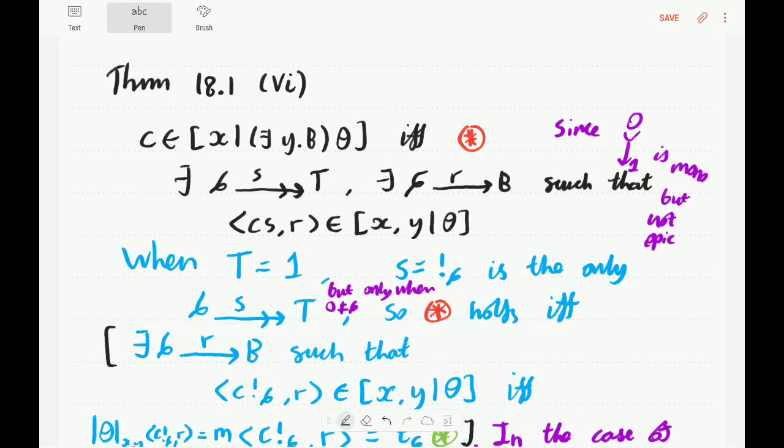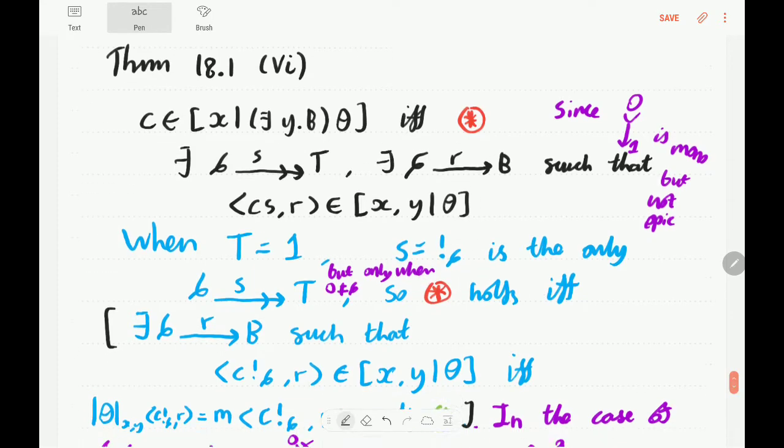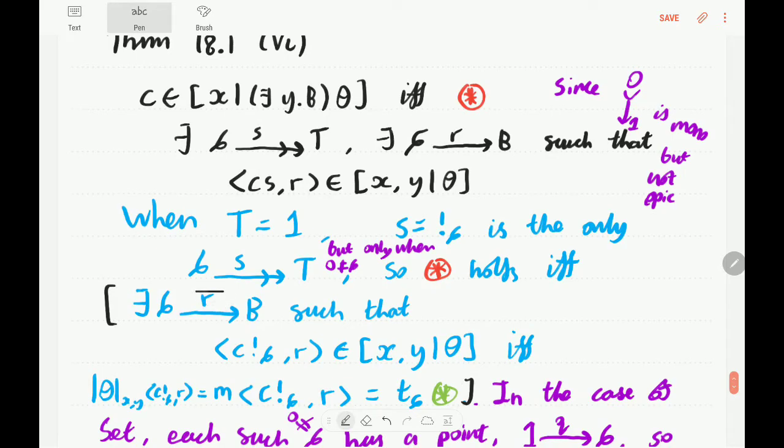Now, we need there to exist this s from zeta to T, so that has to be exclamation mark zeta. It's the only choice. And so this star thing holds if and only if there exists an arrow r from zeta to B such that c after exclamation mark zeta comma r is in this extension of theta over x and y.